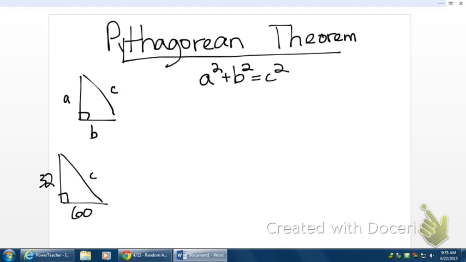So how do you figure out the 32 and the 60? That's just an example. So if I wanted to figure out C, I would go 32 squared plus 60 squared equals C squared.